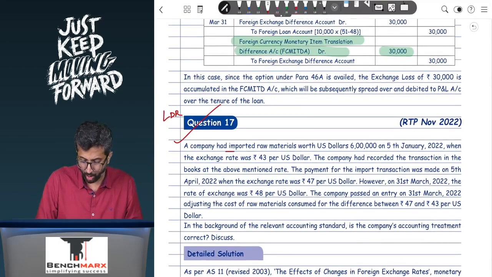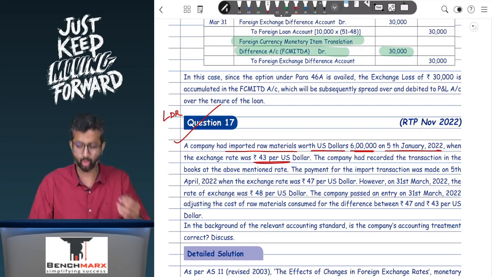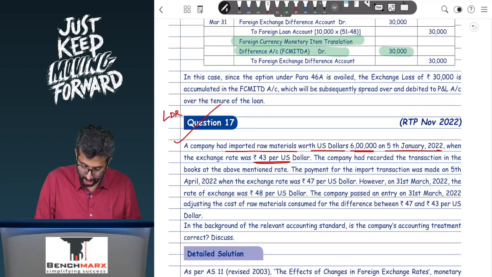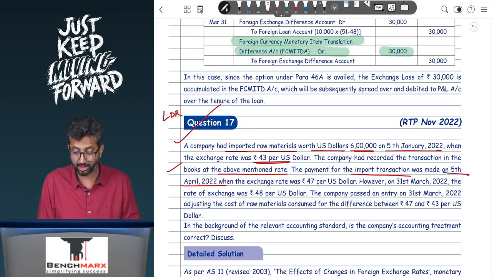A company has imported raw materials worth $6 lakhs on 5th January when the exchange rate was 43 per dollar. So you must have passed entry purchase account debit to, let us say, bank if it is paid, or to payables, creditors if it is not paid, at the rate of 43. The company had recorded the transaction in the books at the above mentioned date, which is correct. The payment for the import transaction was to be made on 5th April 2022, which is after maybe 3 months, and as a result there will be a payable.